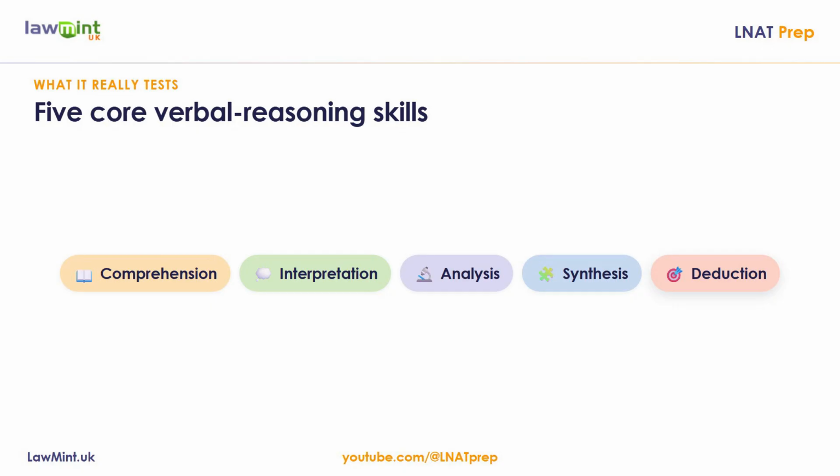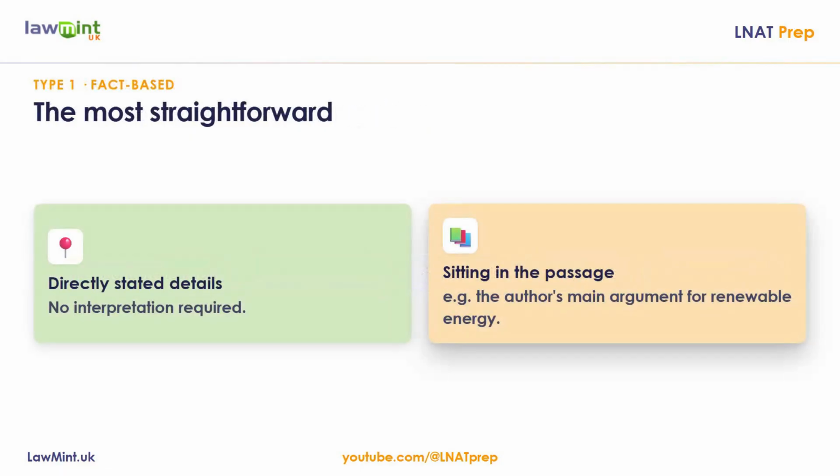First are fact-based questions. These are the most straightforward. They ask for specific details or information directly stated in the text, often about the author's views or the content itself, and no interpretation is required. For example, a fact-based question might ask for the author's main argument for renewable energy, or how the passage describes the impact of social media on mental health. The answer is sitting right there in the passage.